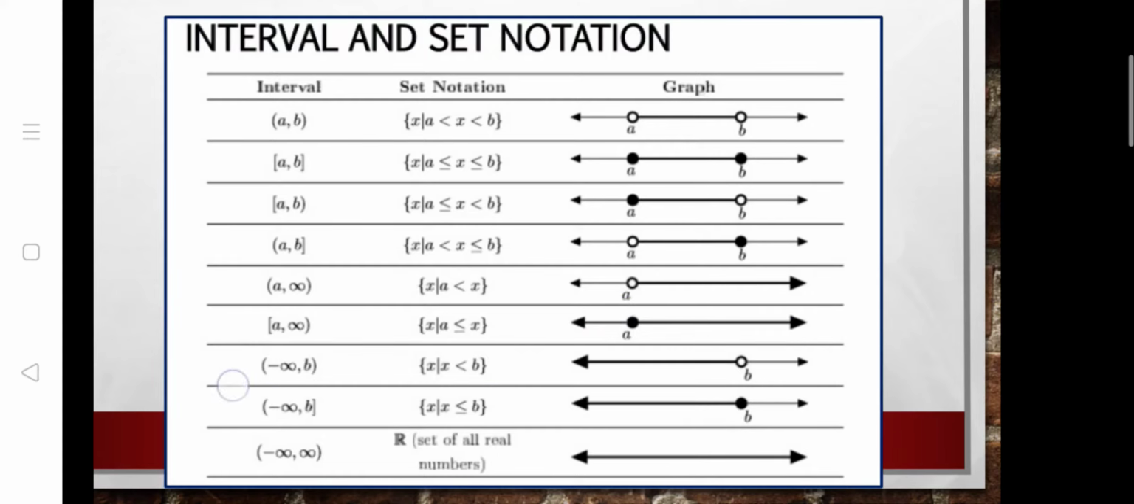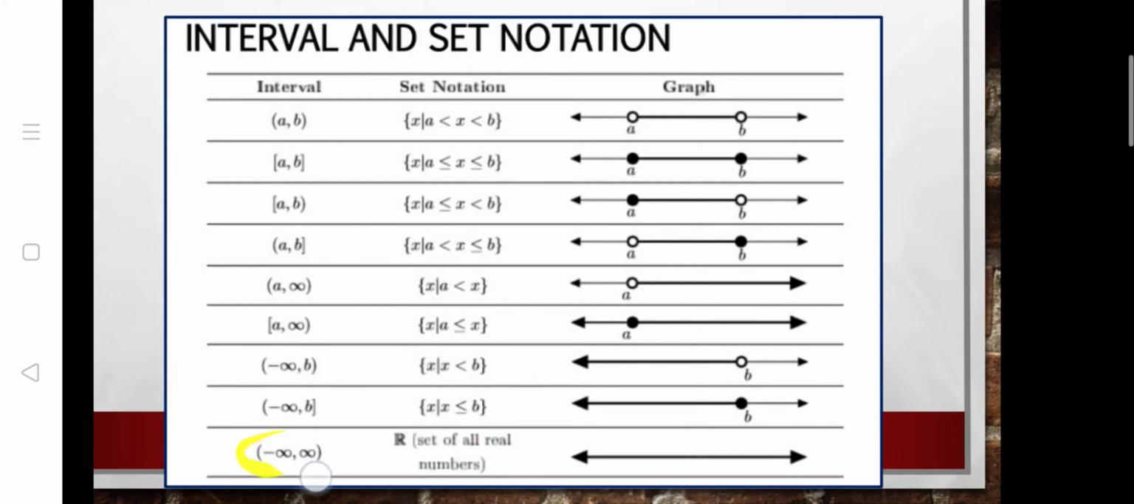However, suppose we have this example from negative infinity to B. So in set notation, that is x such that x is less than or equal to B. So here we have B, for instance, since B here has a square bracket and here is less than or equal to, therefore here we have a shaded circle. So from B to the left, since we have less than.